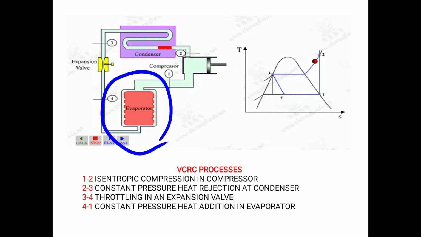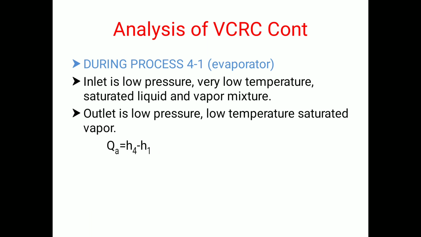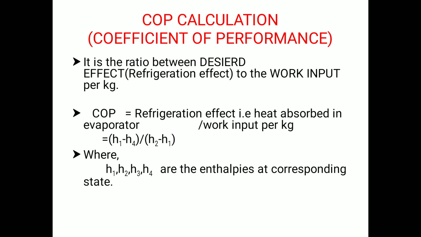That is why this device is called evaporator. In the condenser, the refrigerant will reject its latent heat of condensation. So the condensation process will take place. That is why the device is called condenser. So this is how the vapor compression refrigeration cycle actually works. Let's go to the next topic, that is COP calculation.